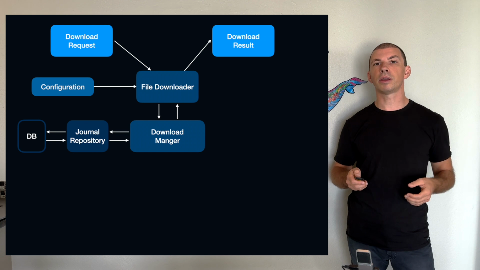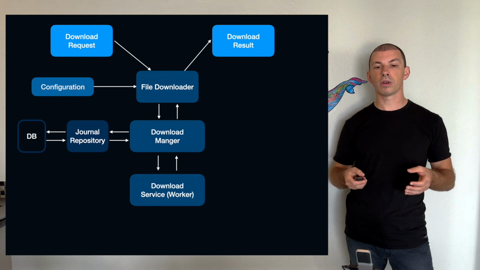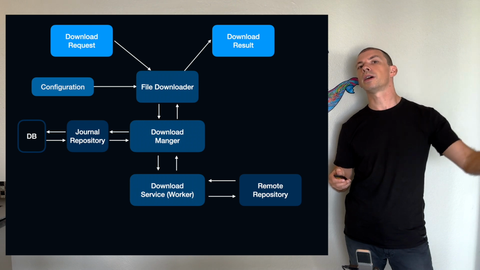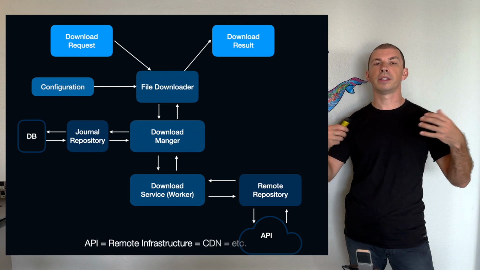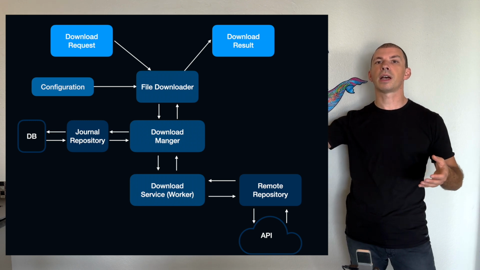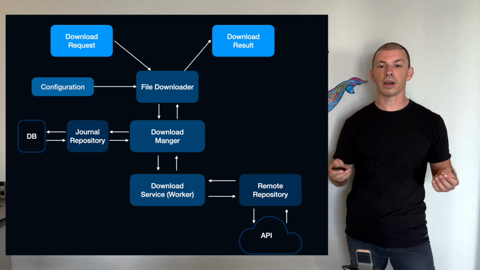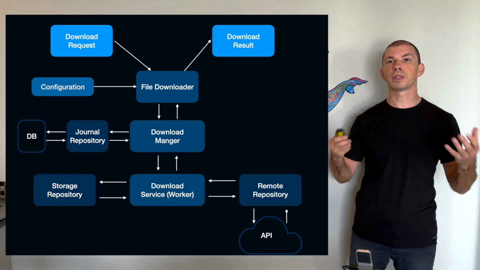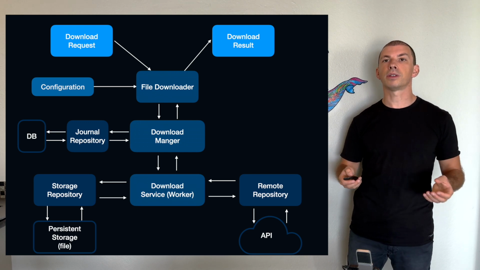And then download manager will send some action to a worker or download service, and download service itself will go to a remote repository, and remote repository will go to an API or network or server or data storage, whatever, so somewhere in the cloud. And the result of this download from the network will be stored using a storage repository for persistent storage. In our case, we'll store it in some files on the disk storage.